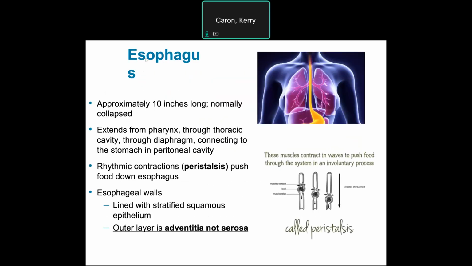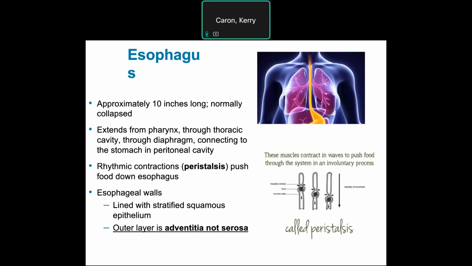Okay, I don't know why the S is lower here, but this is the esophagus. It is about 10 inches long, and it's normally squished. It's normally collapsed. So unlike the trachea, which has cartilage rings holding it open, the esophagus is usually folded and collapsed unless it's being used. It extends from the pharynx, the throat, through the thoracic cavity, through the diaphragm, and connects to the stomach in the peritoneal cavity.